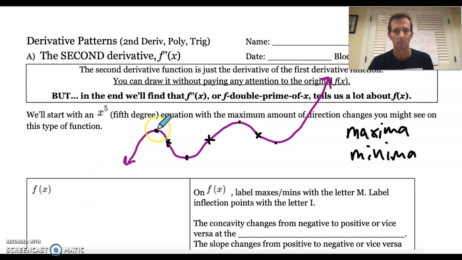There are 4 mins and maxes. There are 4 turns, which are the mins and maxes. And because these little x's that I put on here are where I change concavity, those are called inflection points. They are where I go from one concavity to another. Kind of like maxes and mins are where I go from increasing to decreasing, so I change my direction.